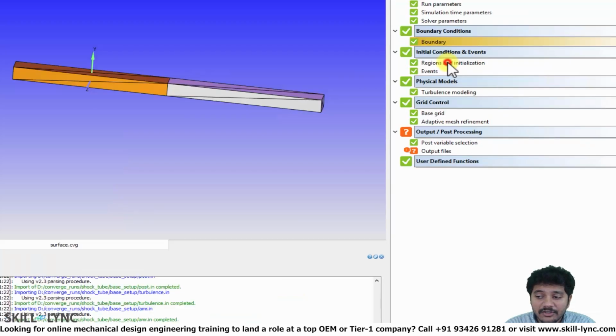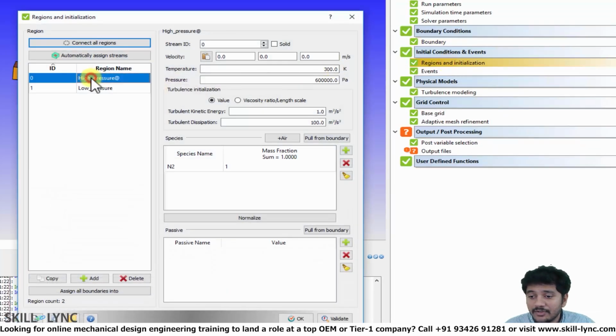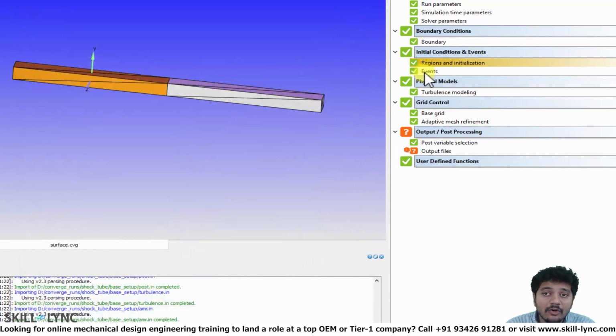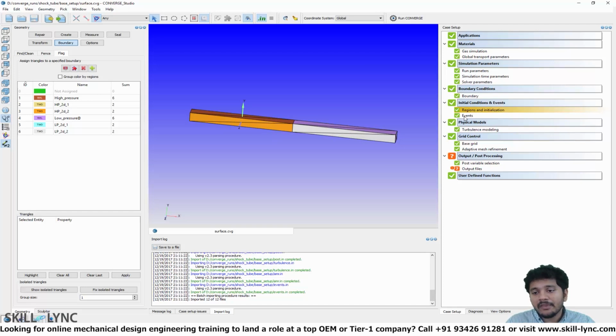In the initial conditions, I have two regions. I have a high pressure region, which has a 6 bar pressure and 300 Kelvin temperature, and a low pressure region where it's atmospheric. Now, one thing that I'm doing is I'm creating something called events. What is that? So whenever you have two regions, with the help of events, you can actually either connect them or disconnect them. What does that mean?